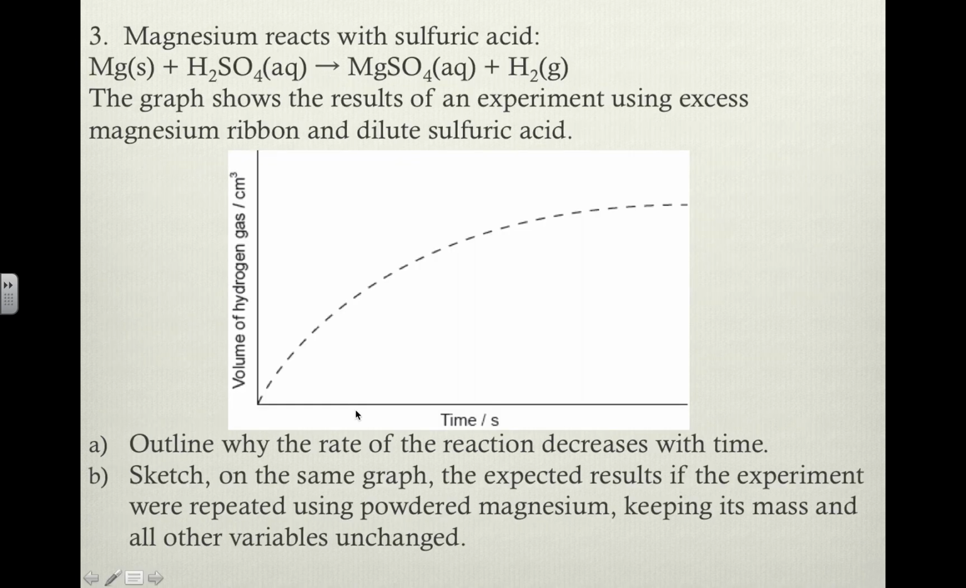Magnesium reacts with sulfuric acid. The graph shows the results of an experiment using excess magnesium ribbon and dilute sulfuric acid. Outline why the rate of reaction decreases with time, and sketch on the same graph the expected results if the experiment were repeated using powdered magnesium, keeping its mass and all other variables unchanged.